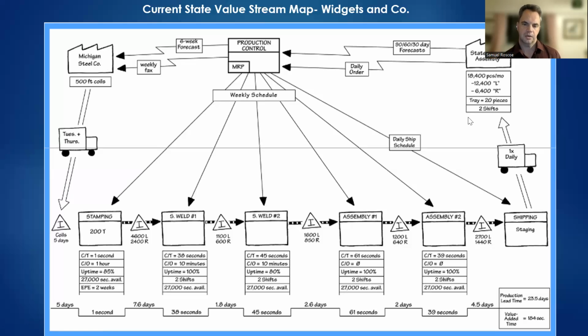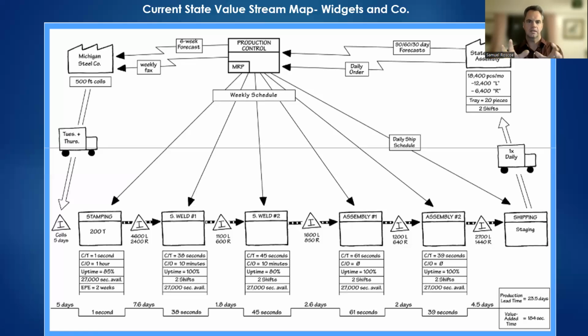Now, if we look at this whole process flow for making widgets, you can see that our overall production lead time is 23.5 days, and our value adding time is 184 days. Because we have all of these different steps in our process, and because we are not optimizing our process, we're basically pushing as much inventory as we can onto the process.